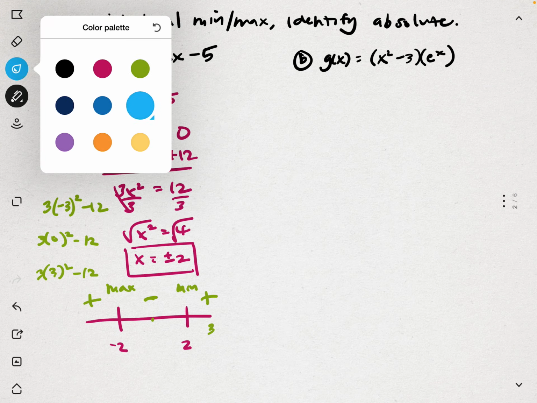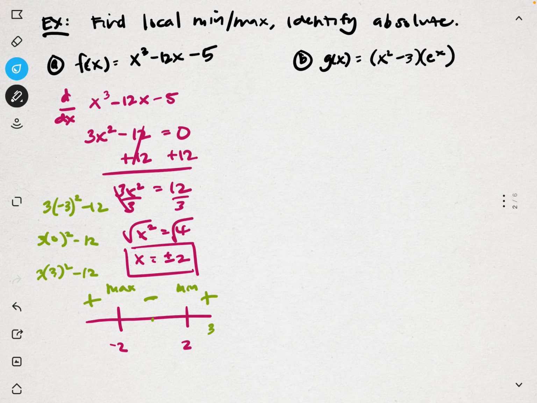Okay, so the second part of this says to identify absolute extrema. Because I know this is not a quadratic but a cubic function, it's positive, it looks like this. So even though we located these two maxes and mins, the local ones, they're not going to be absolute. These are just locals. So local min at 2, local max at negative 2.